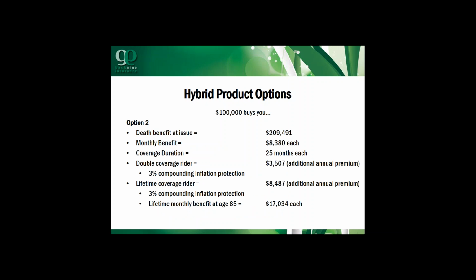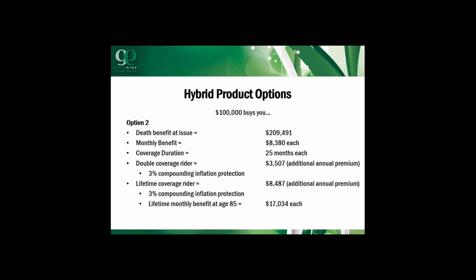Option 2, you have a death benefit of $209,000. The monthly benefit is $8,300 each, and the coverage period is 25 months each. There's additional riders. One is a double coverage rider. This allows you to turn that 25 months into 50 months. So both insureds will have 50 months of coverage.